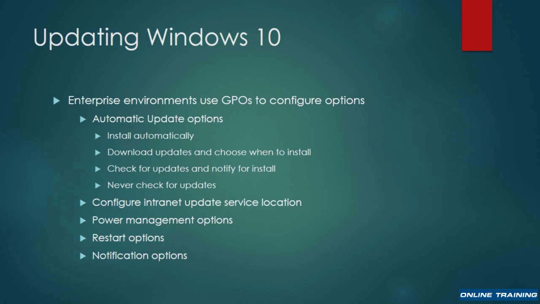The other setting that's very critical is the intranet update service location. This allows an organization to set up what's called a WSUS server, Windows Server Update Services, which essentially turns a Windows server, 2008 or later, into a Windows Update server. And so that server would then download the updates from Microsoft, from the internet, and then make them available to client computers. So the clients would not communicate with Windows Update, they would communicate with the update server.